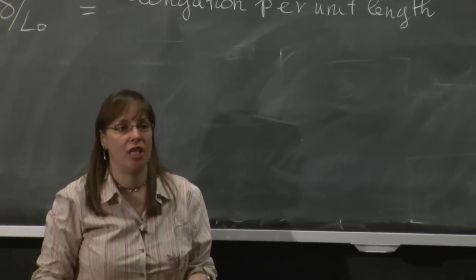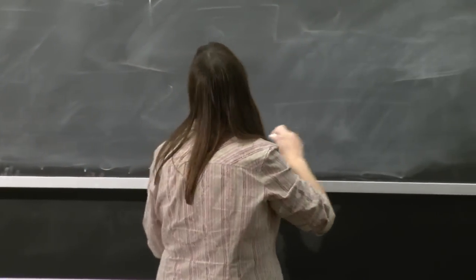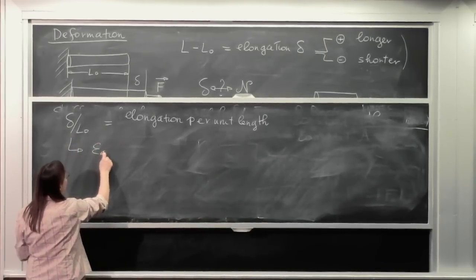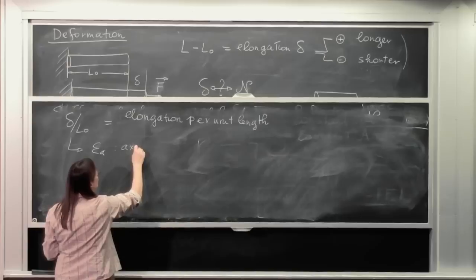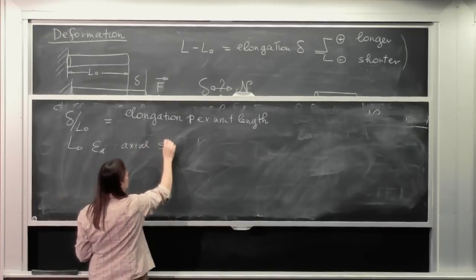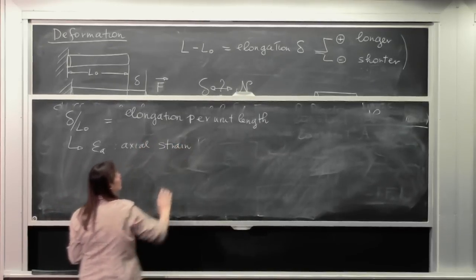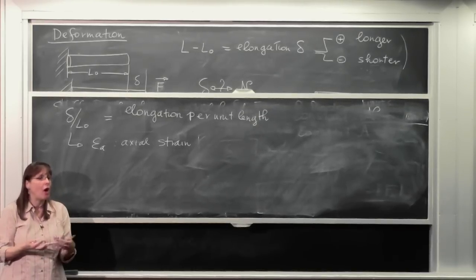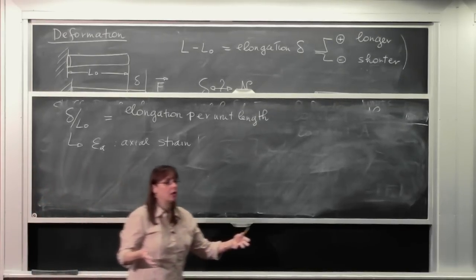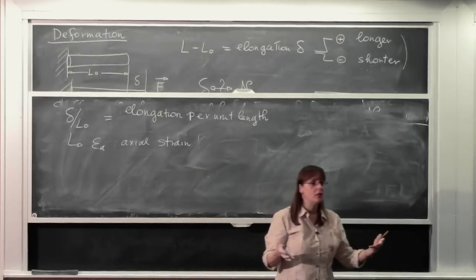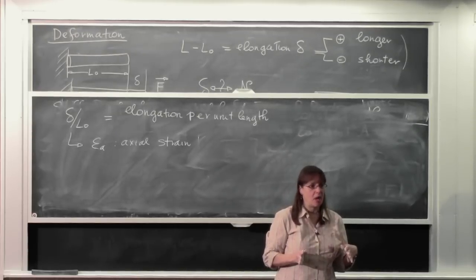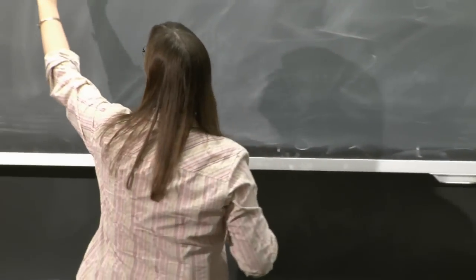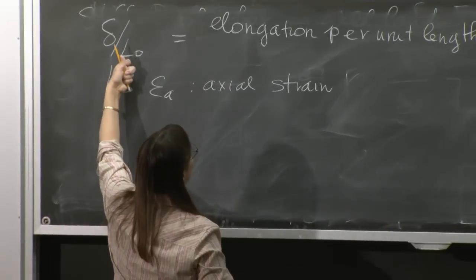There is a name for this guy, and this is called epsilon axial, axial strain. If something has a big strain, it means that for how long it was, it got a lot longer. If something has a small strain, it means it didn't change length much from what it used to be. Notice that this is in length, and this is in length.